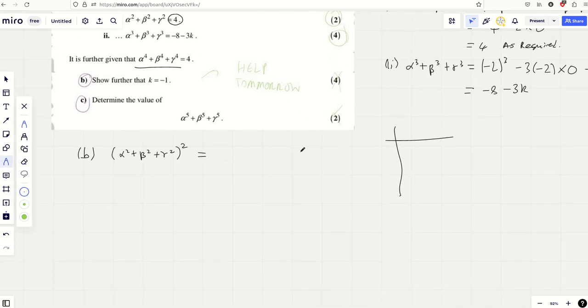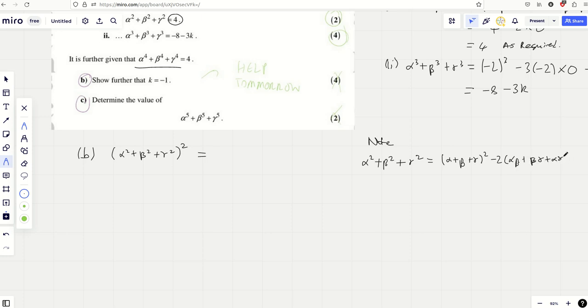Let's just actually do it. In fact, I'll just write down that green result again, just so you can see what I'm doing. Note alpha squared plus beta squared plus gamma squared is alpha plus beta plus gamma all squared minus 2 times alpha beta plus beta gamma plus alpha gamma. So as I know that, I can just replace that with alpha squared, that with beta squared, that with gamma squared throughout the whole equation.